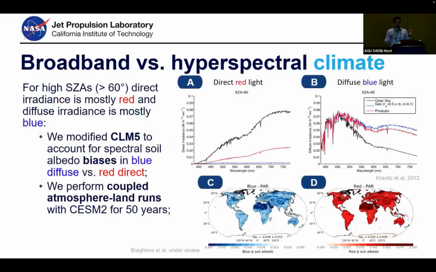To do that, we parameterize CLM5. The idea is that the CLIMA model being developed at Caltech is hyperspectral, but we still do not have a coupled atmosphere with the land. So we need to parameterize CLM to answer the question. What we did was assume that all diffuse radiation was biased towards the blue, and all direct radiation was biased towards the red for high sun zenith angles. We then ran CLM for 50 years, coupled with CAM6, so a coupled run of atmosphere and land together, and we looked at the final 30 years and took the climatological average.